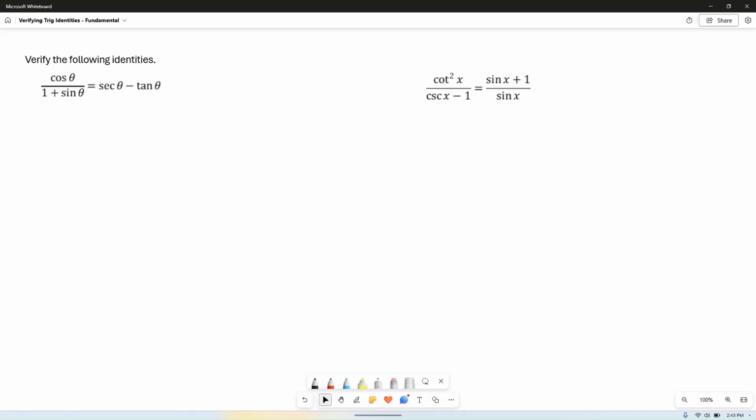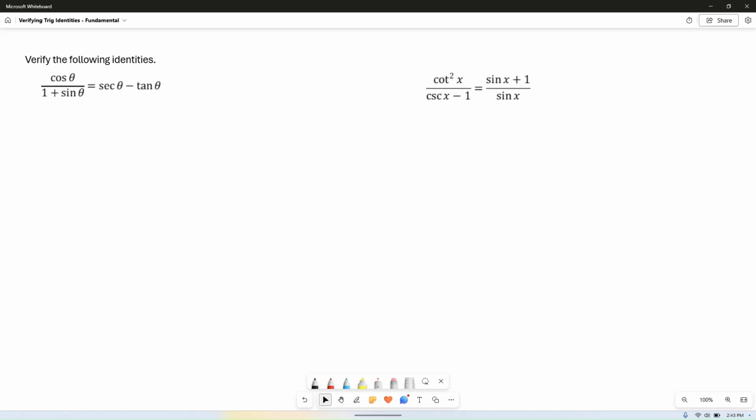Or you can work both, where you do some steps on the left, you do some steps on the right. We're not crossing the equal sign, but we do a little bit of work on each side so that we get to the point where they match together. Okay, so there's a couple different ways you can approach that. So let's look through just a couple examples here.